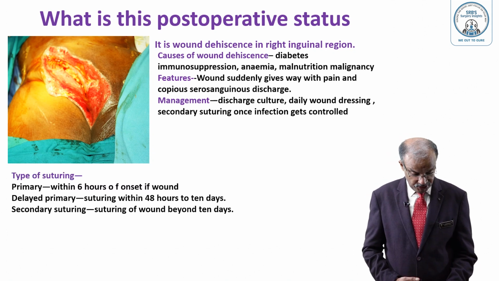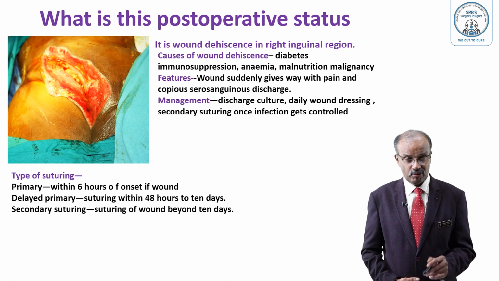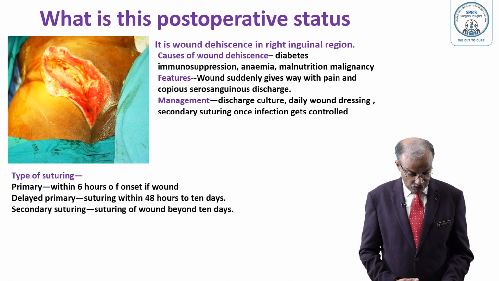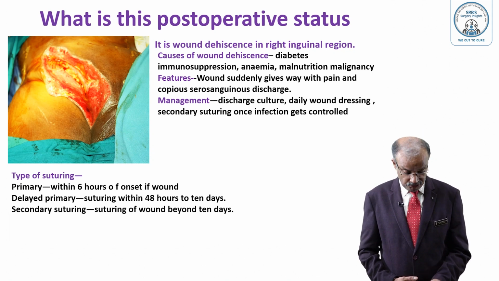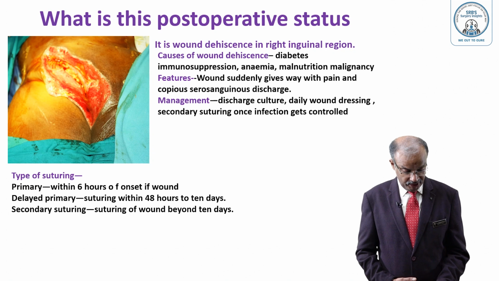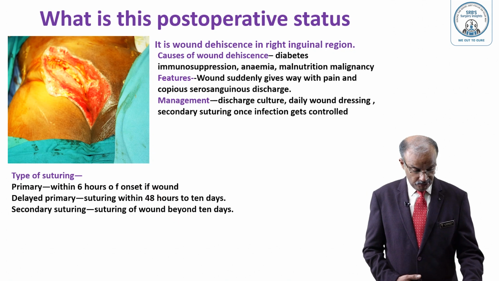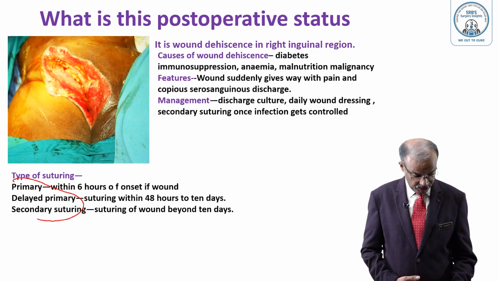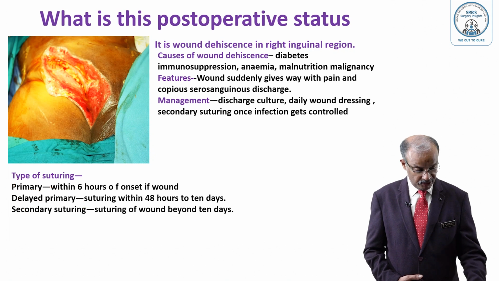So primary is within 6 hours of onset of wound, like in injury, trauma. Delayed primary within 48 hours, until edema subsides. Secondary suturing is after 10 days. So that is the type. Primary, delayed primary, secondary suturing are the types. You should remember when you use these things.